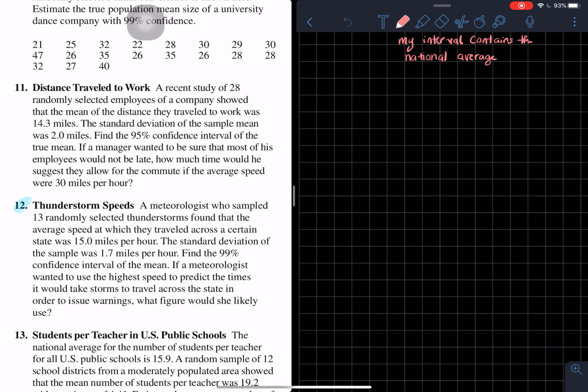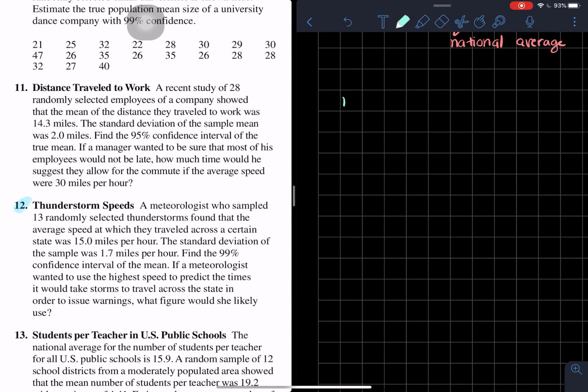Hey guys, so this is number 12 from the Bluman ninth edition. And okay, number 12. This is section 7.2.